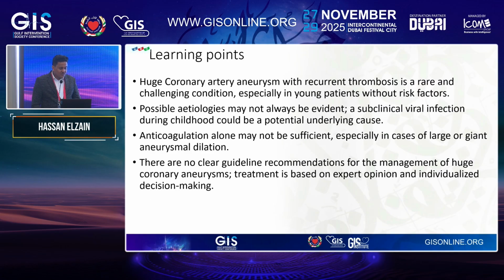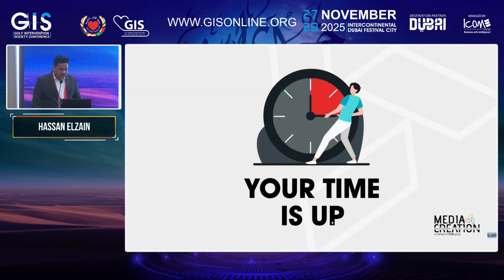The learning point from this case: a huge coronary artery aneurysm with recurrent thrombosis is a rare and challenging condition, especially in young patients without any risk factors. Possible etiologies may not always be evident. Could a subclinical viral infection during childhood be a potential underlying cause? Anticoagulation alone may not be sufficient, especially in cases of large or giant aneurysmal dilatation, as in our case, and there is no clear guideline recommendation for the management of huge coronary artery aneurysm.